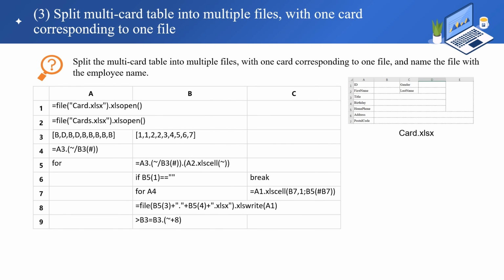Now let's write the script. A1, open the empty card template card.xlsx. A2, open the multicard file cards.xlsx. A3, list the column numbers of the cells to be read. B3, list the row numbers of the cells to be read. A4, concatenate the cell names of the first card. A5, loop. B5, concatenate the cell names of the current card and read the data in them. B6, C6, exit the loop if all cards have been read. B7, C7, loop through A4 and write the data in B5 to A1 one by one. B8, write A1 to the file named with the current card name. B9, add 8 to the row number, because one card consists of 8 rows.